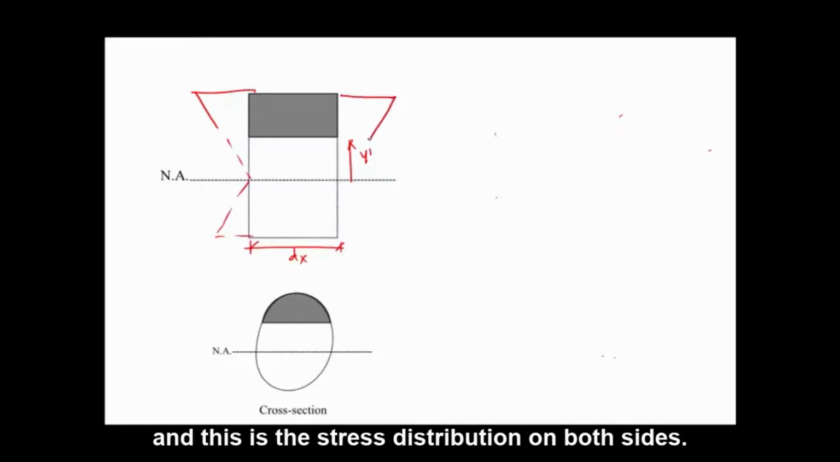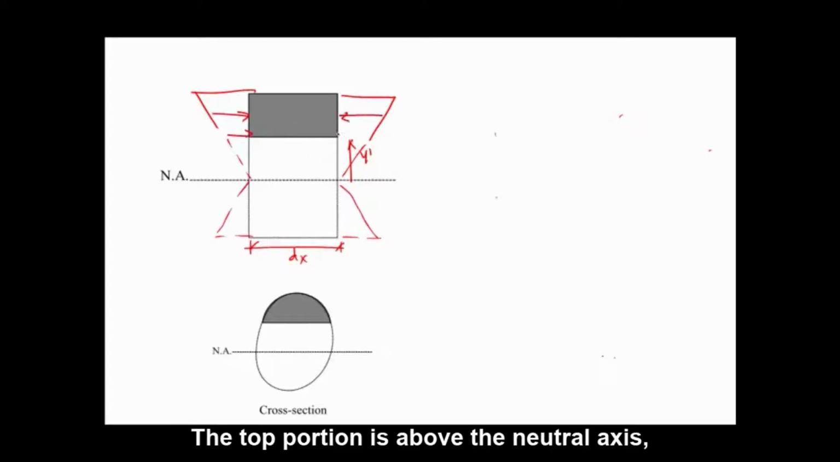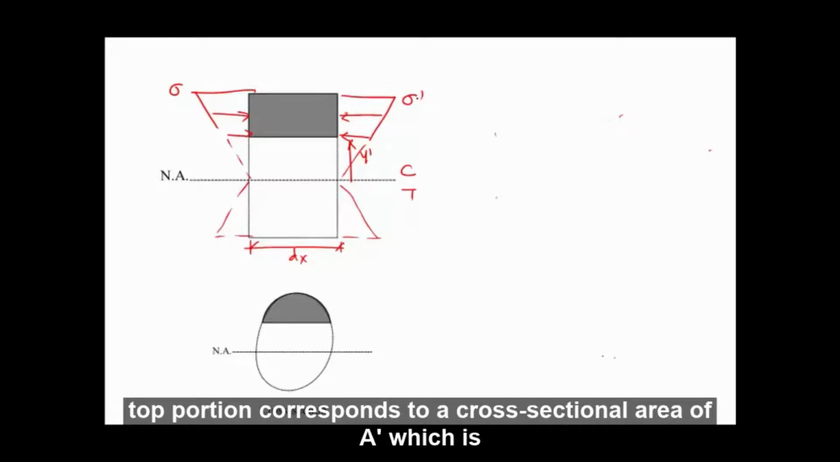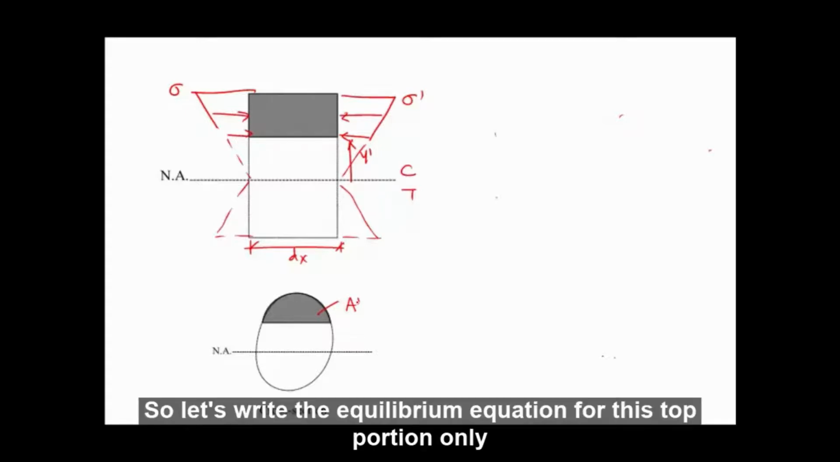So this segment still has width dx, and this is the stress distribution on both sides. The top portion is above the neutral axis, so it undergoes compression, and we have sigma and sigma prime. And this top portion corresponds to a cross-sectional area of A prime, which is some fraction of the total area A. So let's write the equilibrium equation for this top portion only.